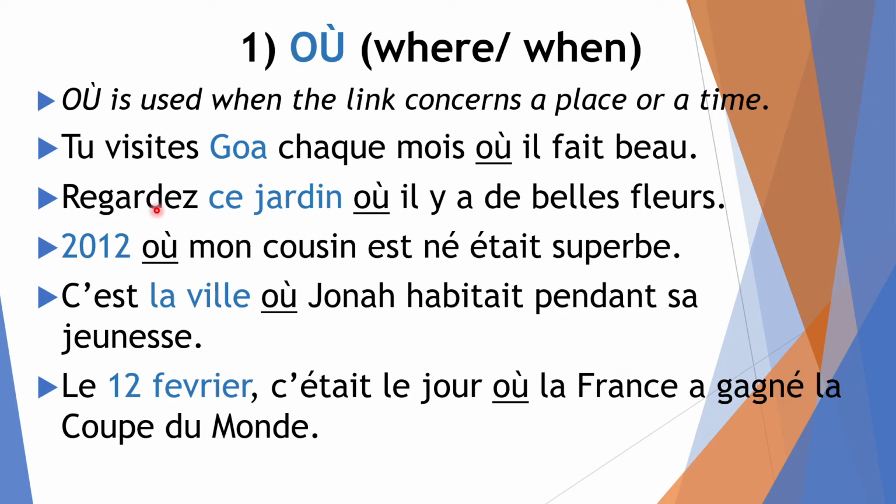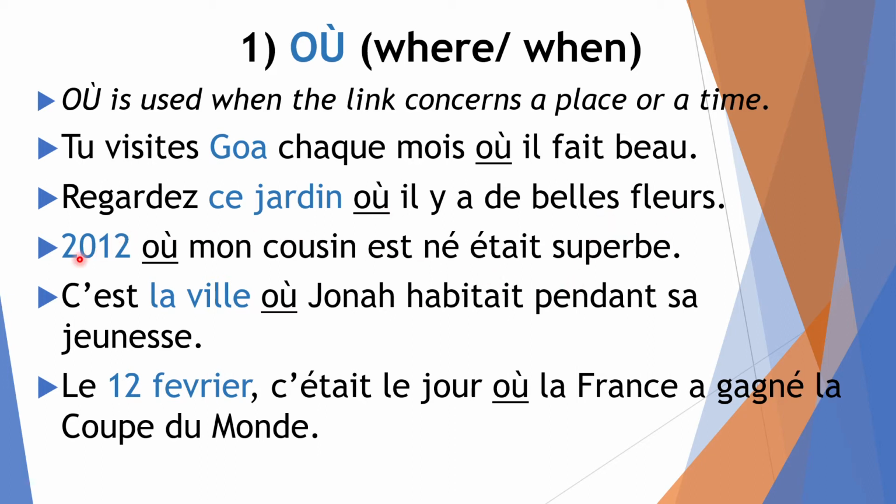Then, regardez ce jardin, dash, il y a de belles fleurs. Now, regardez ce jardin is one sentence. The second sentence, if you had to split it, would be il y a de belles fleurs dans ce jardin, right? So, ce jardin is repeating twice. Garden is a place. Therefore, you'll have to say, oh, look at the garden. Look at this garden where there are some beautiful flowers.